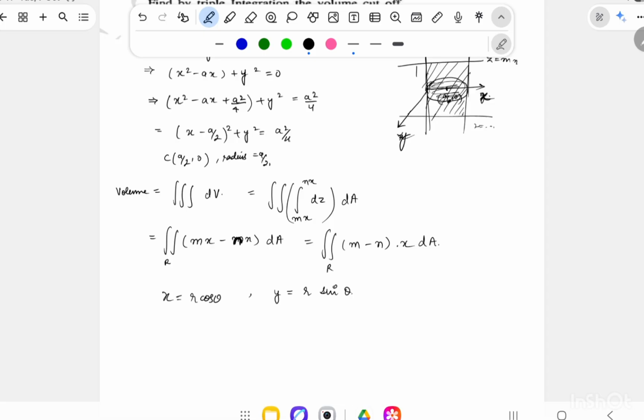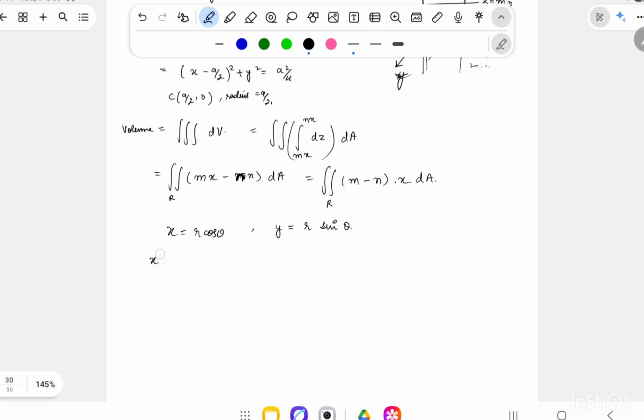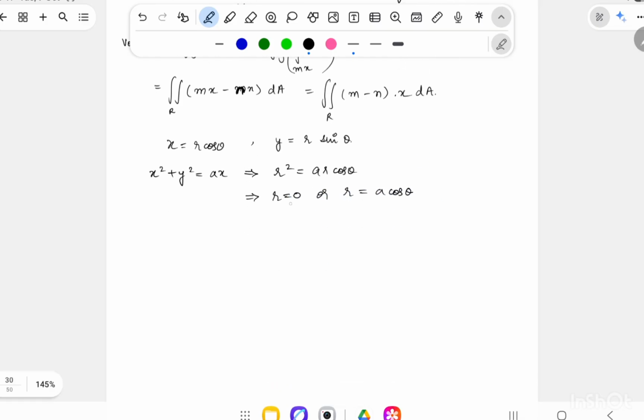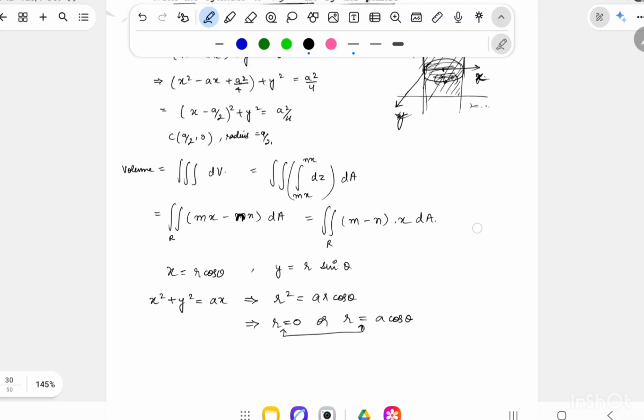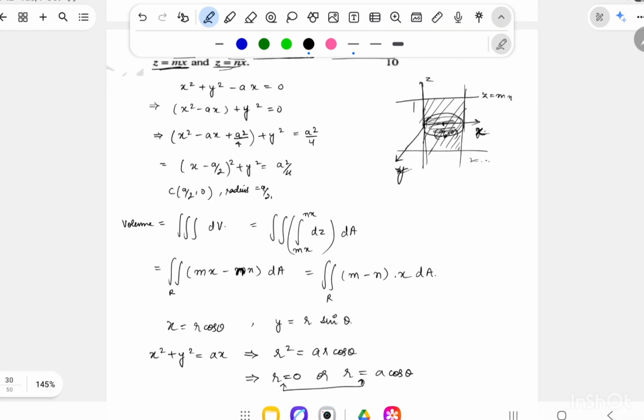So from here I get the equation of the cylinder as x square plus y square equals ax. That basically gives me r square equals a r cos theta. So from here I get r equals 0 or r equals a cos theta. So this basically gives me the limits of r, as r varies in between these two. And if you observe, since the base lies in these two quadrants, theta varies from minus pi by 2 up to pi by 2.